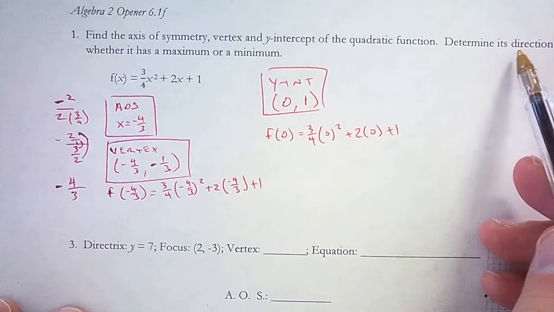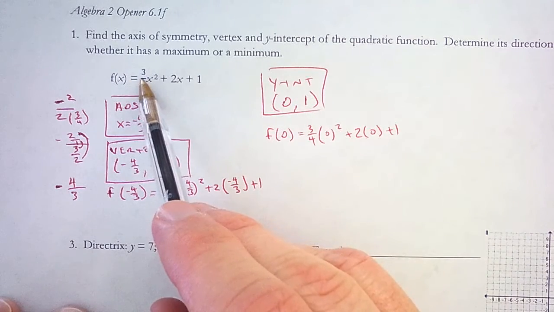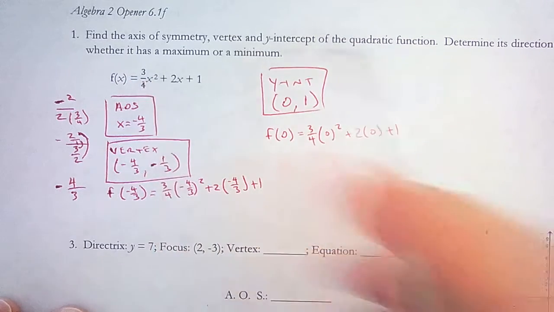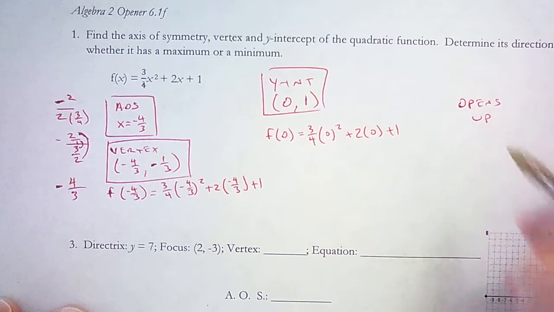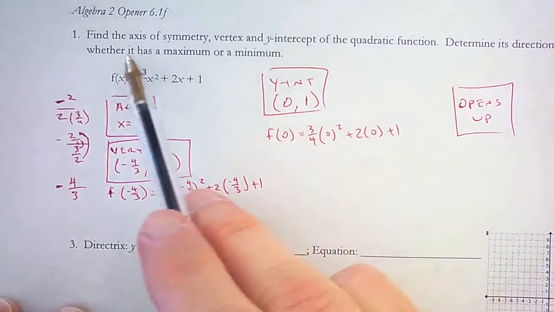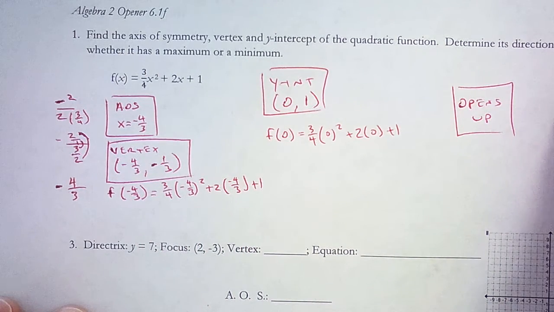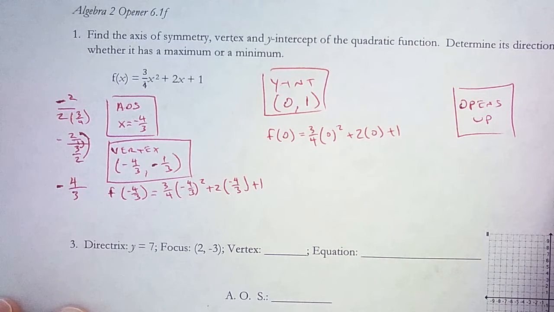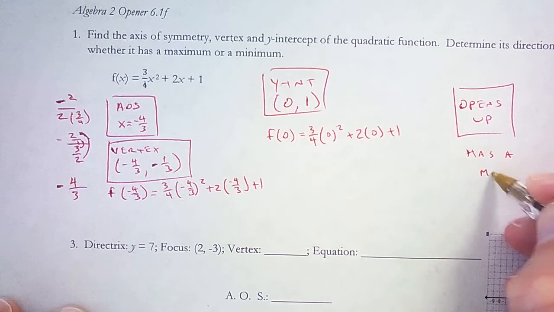Then we're going to determine if it opens upward or downward. A is positive, so it's going to open upward, so it opens up. And does it have a maximum or a minimum? If it opens upward, then it's going to look something like this. The vertex is down here at the bottom, which means the vertex is a minimum, so it has a minimum.